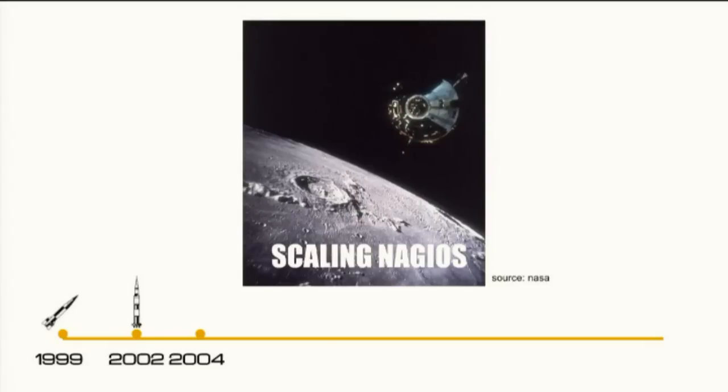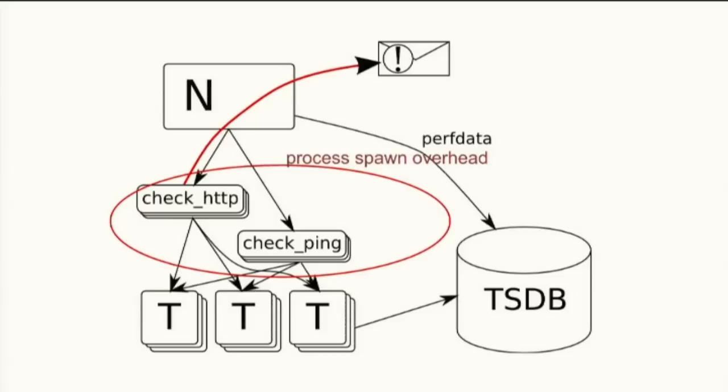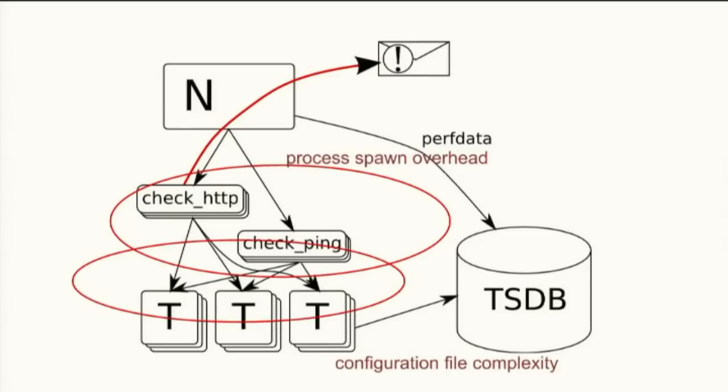And then of course Nagios gets big because it's expensive to run and you have to figure out how to scale. We can still get to the moon with it and perform a lot of things, but we start to feel like the technology is beginning to show its age, such as forking every process costing a lot in time and latency and CPU overhead. The complexity of the configuration file grows with the number of targets being monitored.